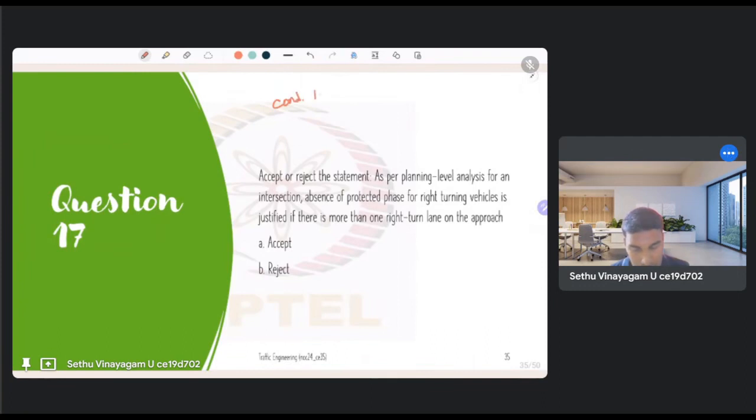the protected phase. The first condition is that if the volume of the right turning traffic, VRT, is more than 240 vehicles per hour, right? So more than 240 vehicles per hour want to turn right. In that condition, we must provide a protected right turn phase. The second condition is a combination of the right turning traffic and the opposing traffic. So if the volume of the right turning traffic multiplied by the volume of opposing traffic is more than 50,000, then in that case, we must provide a protected right turning phase.